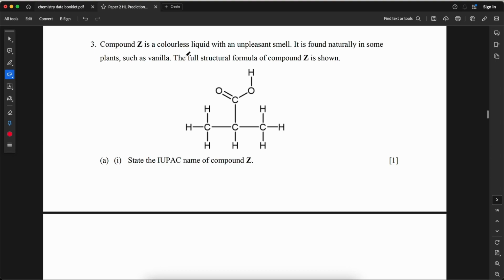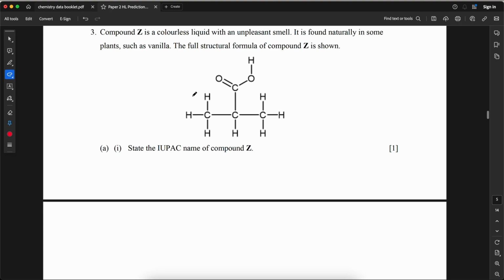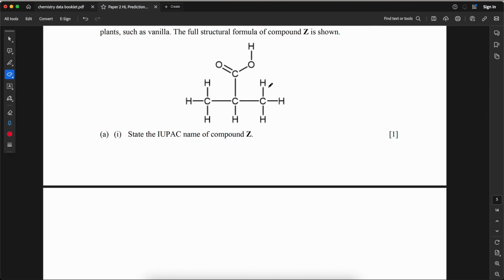Compound Z is a colorless liquid with an unpleasant smell. It is found naturally in some plants such as vanilla. The full structural formula of compound Z is shown. State the IUPAC name of compound Z. This is a carboxylic acid, and we start with 1, 2, 3. So the alkyl will be at C number 2. So the name would be 2-methylpropanoic acid.